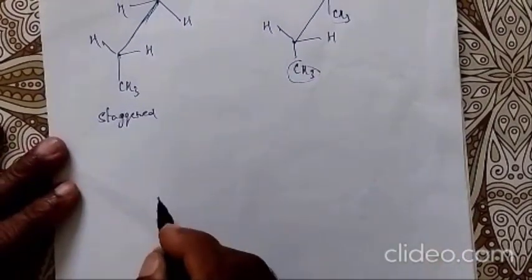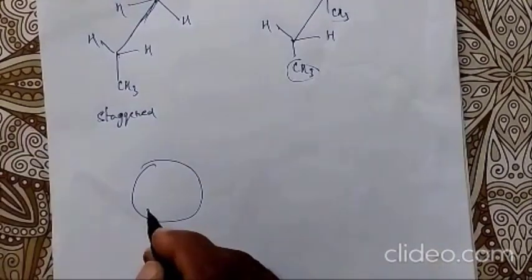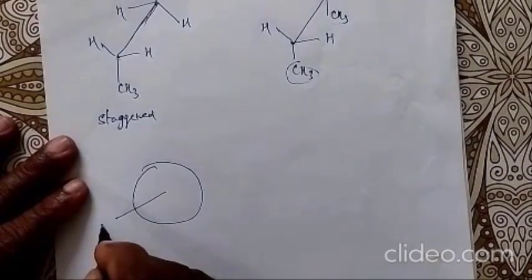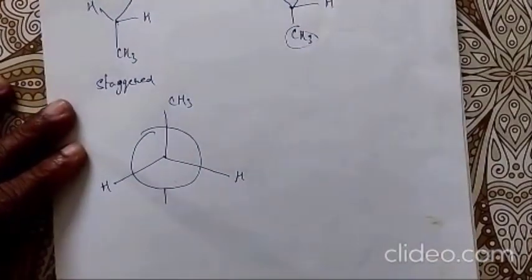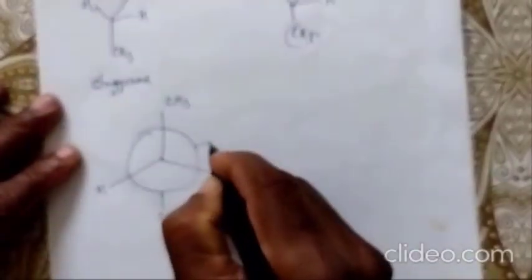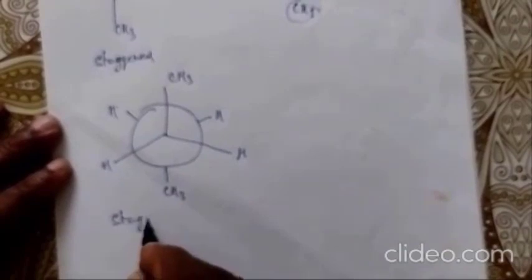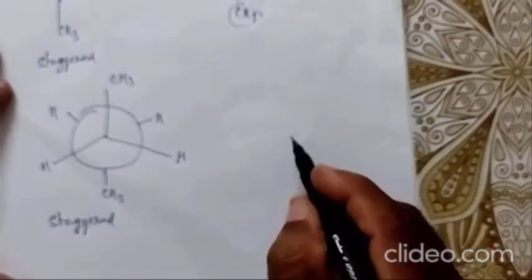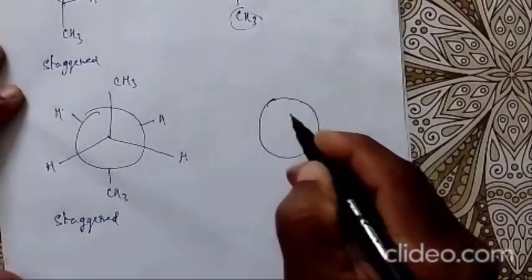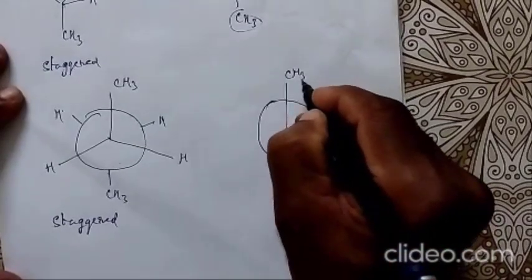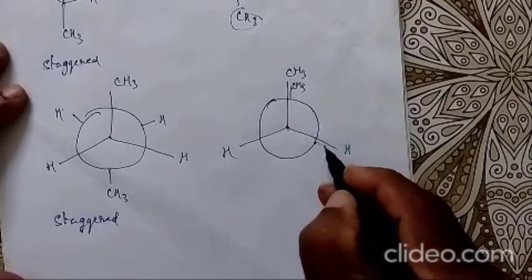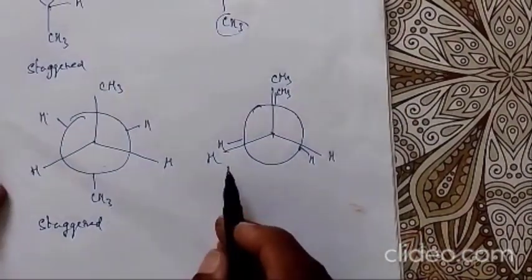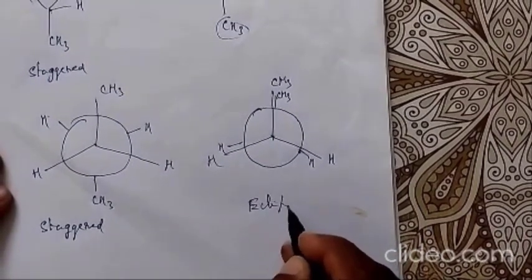Now how do we draw the Newman's projection? So this is a Newman's projection. Hydrogen, and of course this is CH3, and here this is CH3, here this is CH3, this is hydrogen, and of course this is hydrogen. So what is this one? This is staggered. And the other one is, so this carbon atom is fixed, the rear carbon atom is rotated. So as it is rotated, the CH3 group comes here and here and here. Therefore, each group lies one behind the other. Therefore, this is eclipsed.